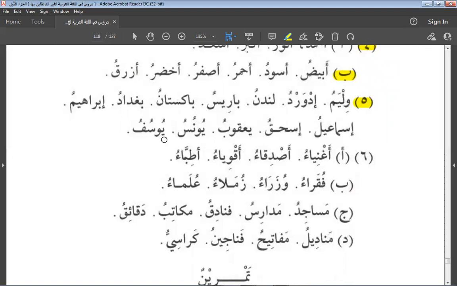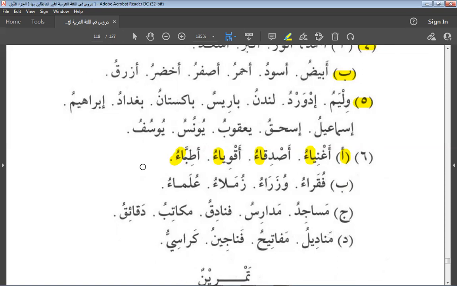And then we come to the 6A, Aghniya'u, Asdiqa'u, Aqwiya'u, Atibba'u. The only thing here is words that end like this. We call it alif al-mamduda. Words that end in alif al-mamduda. When we hear alif al-mamduda, we mean alif after which there is a hamza. It makes it mamduda, meaning it is stretched.